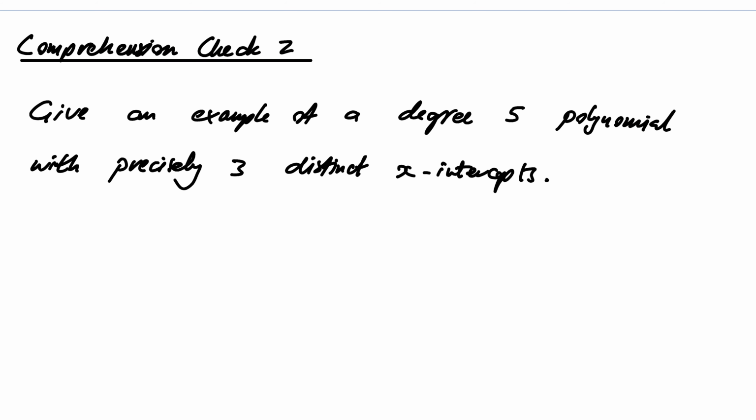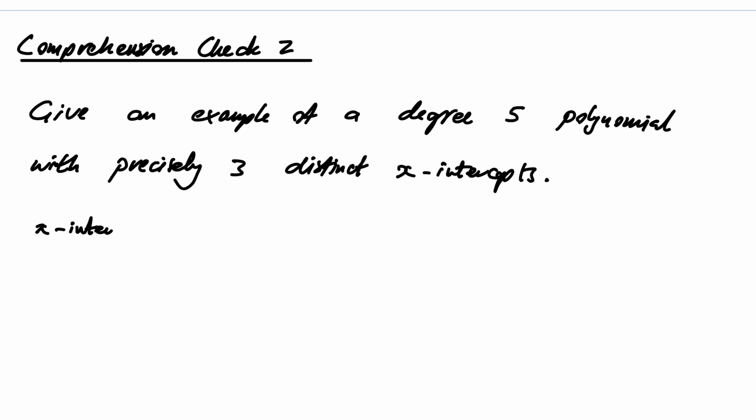Give an example of a degree 5 polynomial with precisely 3 distinct x-intercepts. Okay. So this actually seems really difficult, but it's not too hard at the end of the day, and it depends really on a bunch of algebra how difficult you want to make this. So let's try and set it up with, let's have the x-intercepts.